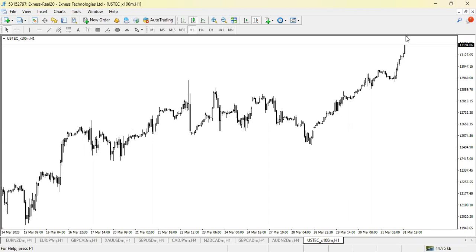AUD USD, EUR CAD. EUR CAD, I think I did the analysis for EUR CAD, GBP, and GBP USD. And then people, while we are still on NASDAQ and while we're coming back to currency pairs.